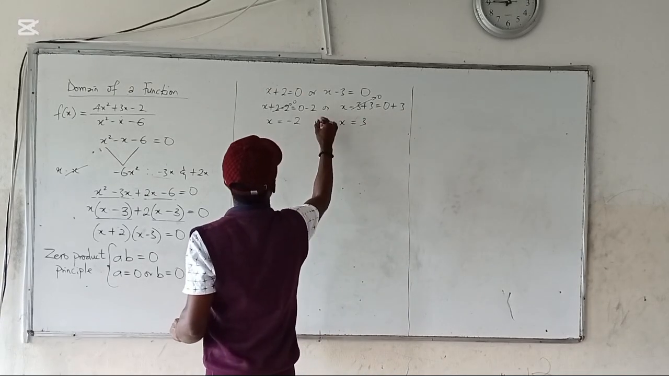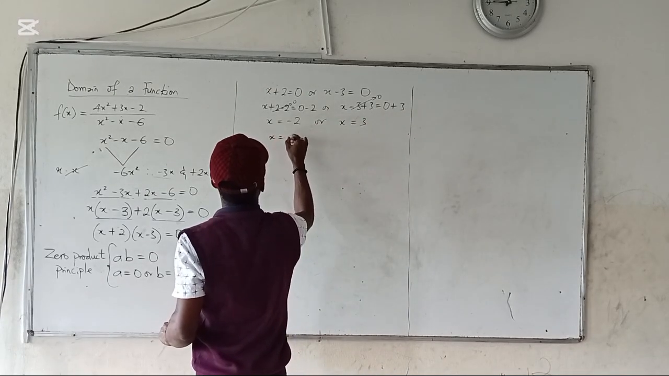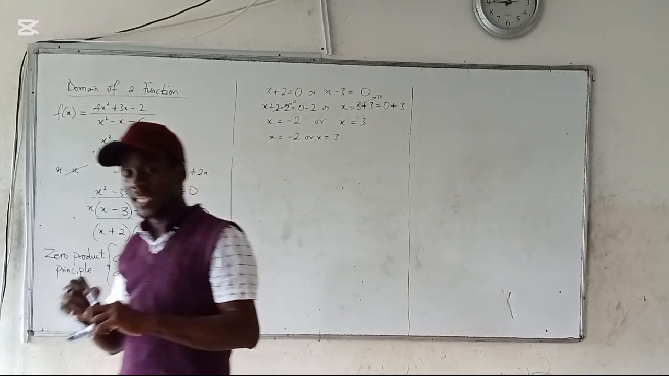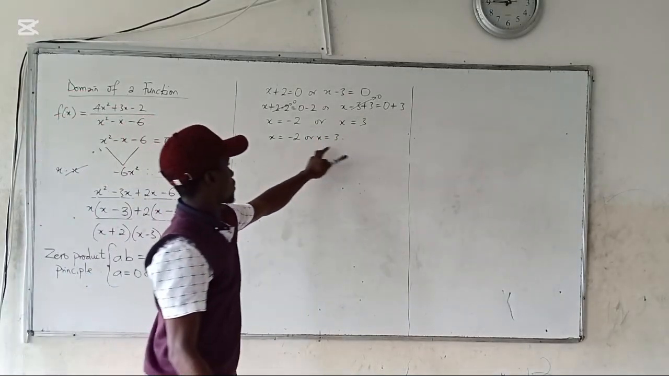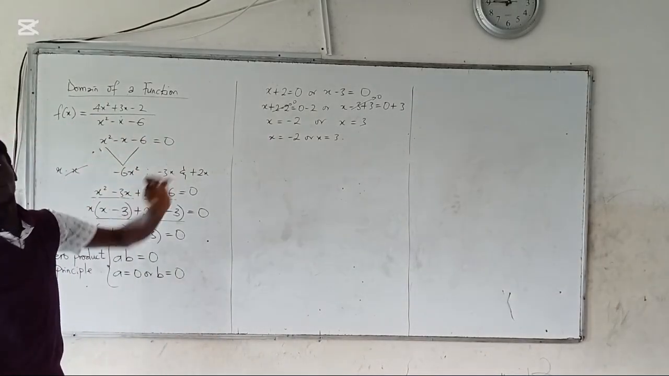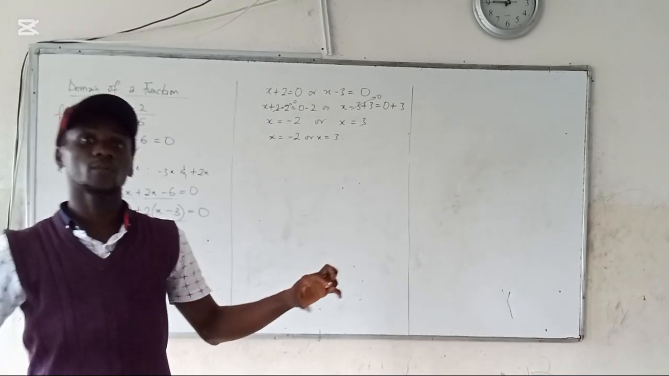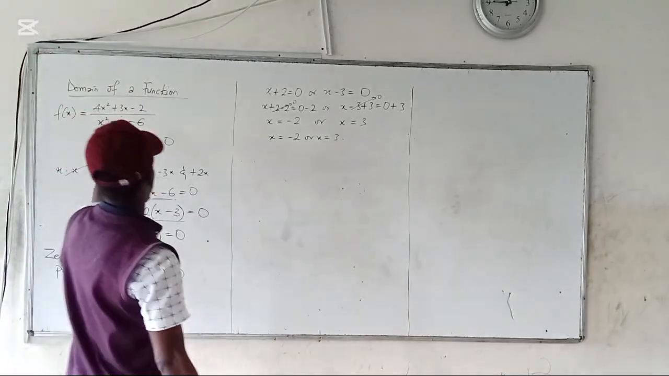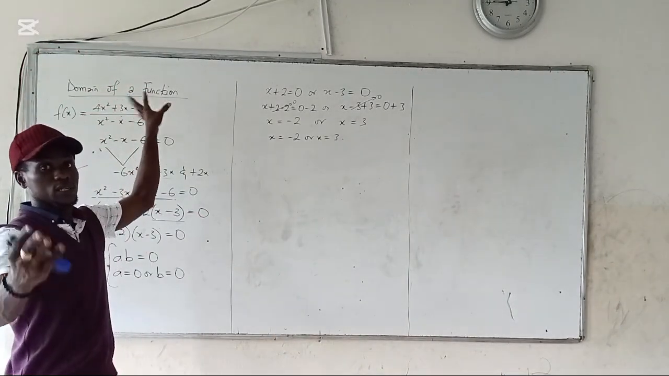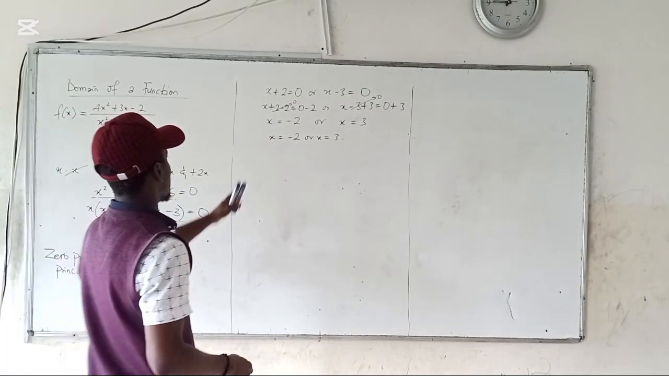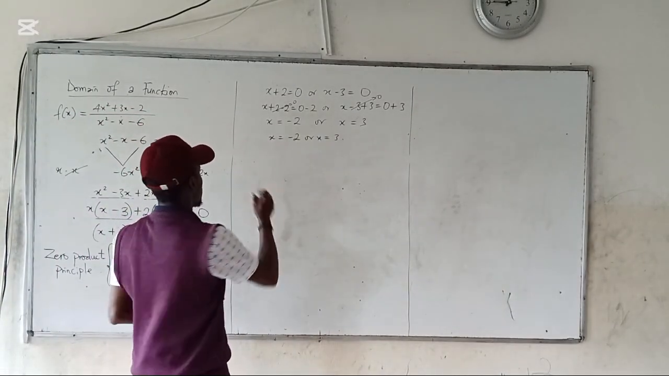So it means that my x is equal to minus 2 or x is equal to 3. These are the two numbers that if you input into this function, it will give you 0 in the denominator. And if your denominator is 0, it means that this function will be undefined, meaning that it won't have any output value. So we are now going to write our domain.